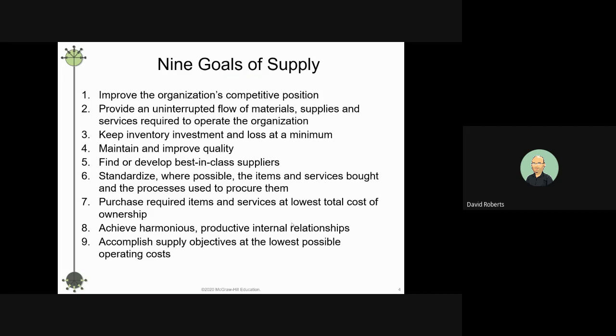All right, and again, purchasing for the lowest total cost of ownership, which also includes returns and waste. You might buy something that's fairly inexpensive, but it has a lot of waste. We need to have productive internal relationships and lower operating costs. So you might buy something that's less expensive, but you use a lot more of it, like a cheap oil or something along that line.